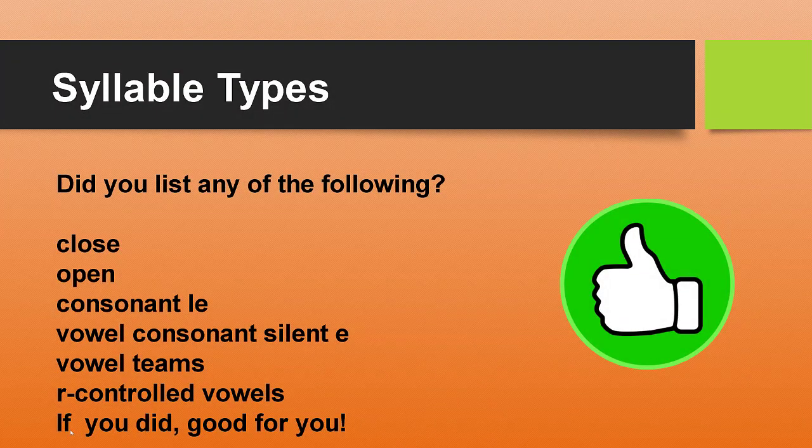So did you list some of the following for syllable types? Closed, open, consonant LE, vowel consonant silent E, vowel teams, R-controlled vowels. If you did, good for you. Those are the 6 syllable types that we are now going to explore more in depth.